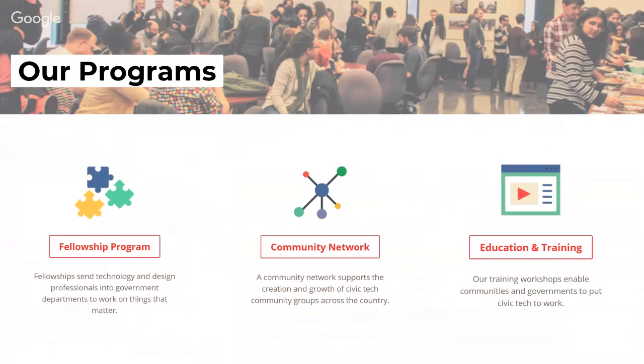And finally, we have an education and training program, which offers training and workshops for both communities and governments to learn how to work together, and to use the methods and tools of civic tech and digital government to learn together and build public interest technology. For example, we recently finished teaching a continuing education course at Ryerson University designed for public servants. But the focus of today's workshop will be the fellowship.